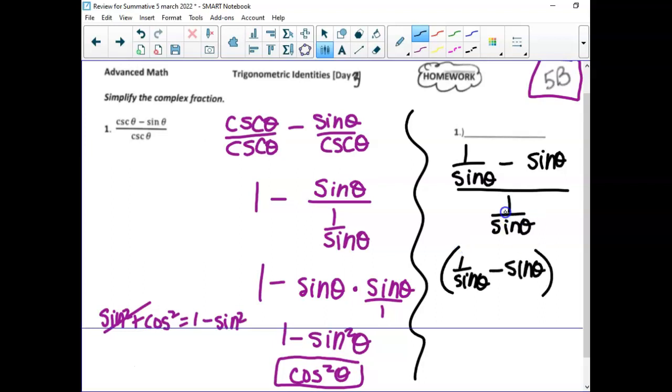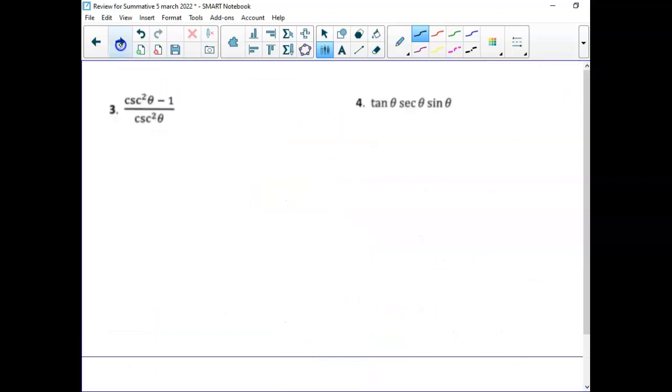is being divided by 1 over sine, which means it's multiplied by sine over 1. And then when you distributed that, sine times 1 over sine would have been 1. Sine times sine would have been sine squared. So you would have gotten the same thing, hopefully. So just some different approaches that should have gotten you the same answer.